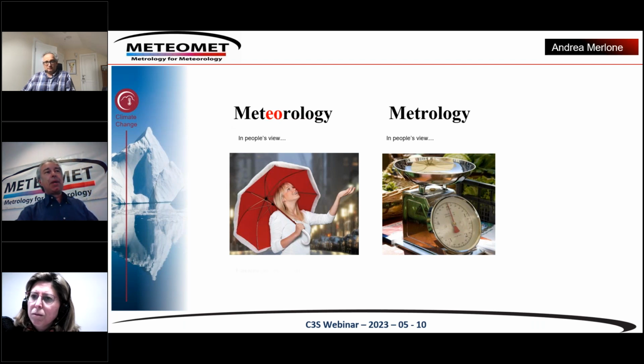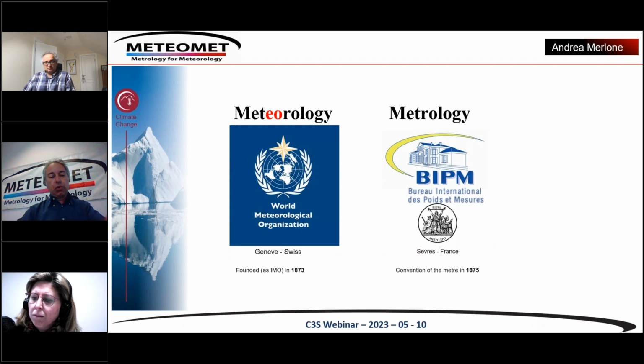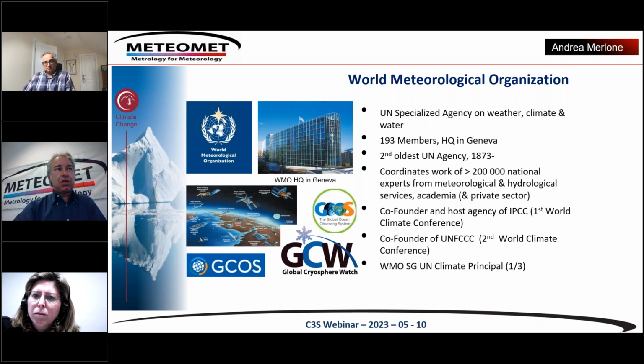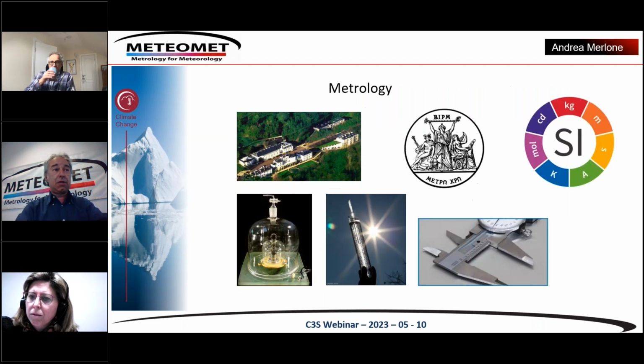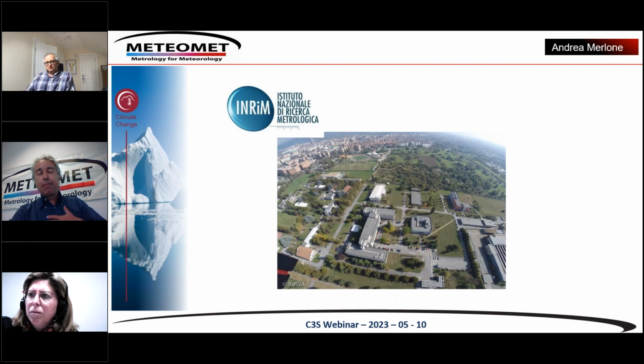It's just a sketch, but actually we are based, and the two communities that were somehow recognized internationally were established almost in the same period. One is in Geneva, the other one is in Paris. And we know that the World Meteorological Organization is the agency of the United Nations, structured into a number of initiatives, a number of systems and structures. Metrology sits in Paris, where there was the kilogram and the meter. And I personally stay in this building, which is the National Metrology Institute of Italy.